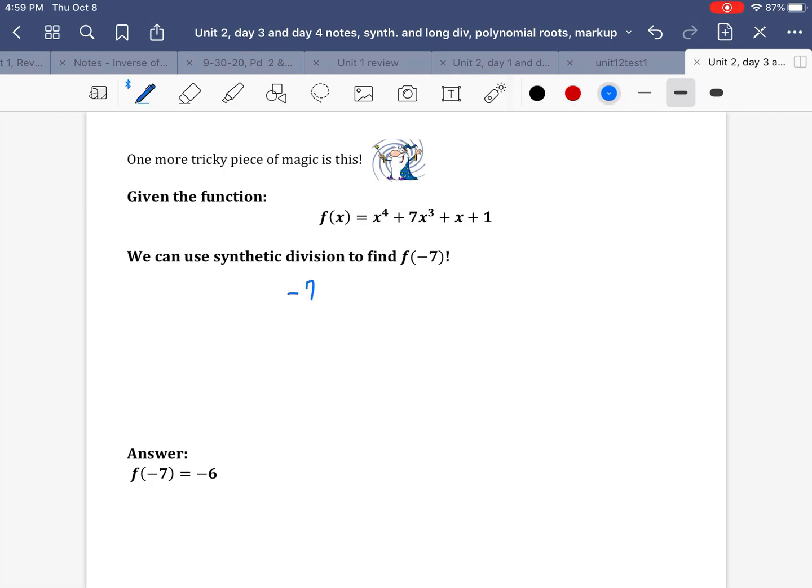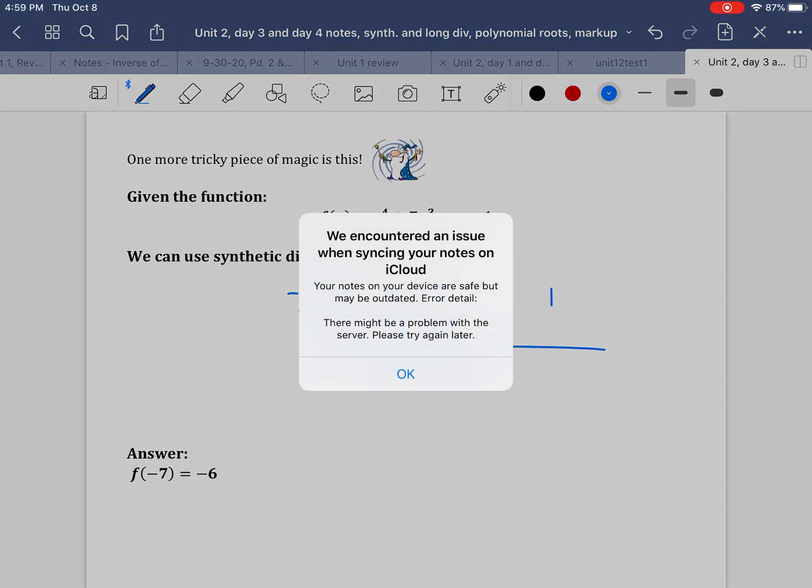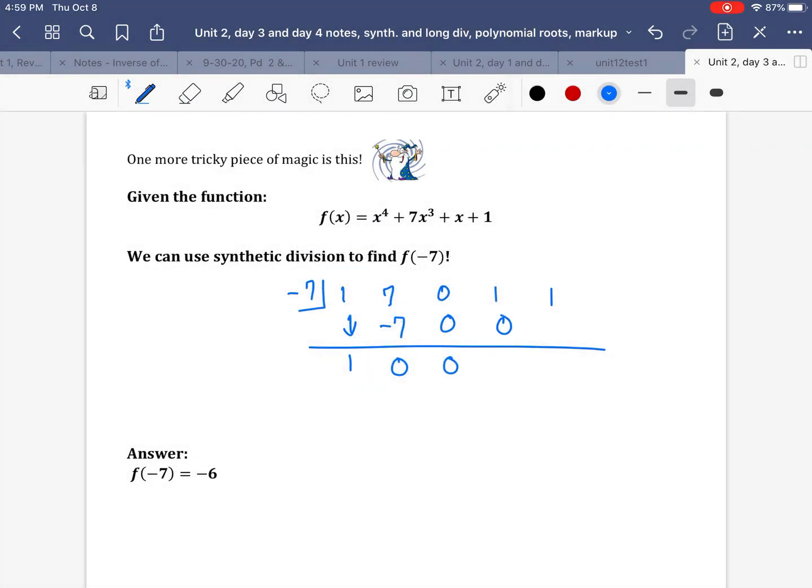If you put a negative 7 in the box right here, and you do your synthetic division, it's 1x to the 4th, 7x to the 3rd, put a 0 for your x squared because it's missing, and then a 1 and a 1. And just do these little multiplications and additions. So bring the 1 down. 1 times negative 7 is negative 7. That adds up to 0. So this is all very simple. 0 times negative 7 is 0. Add those up, get 0. Again, multiply, get 0. And then add that up to a 1. 1 times negative 7 is negative 7, and I get negative 6.